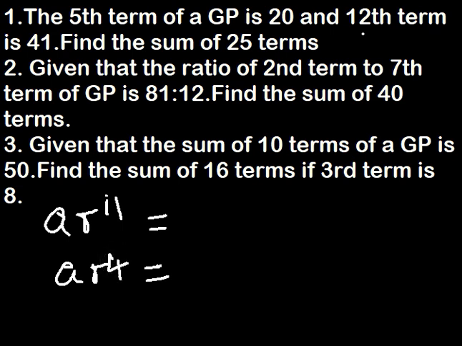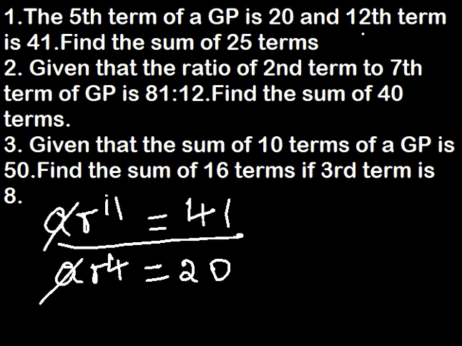So I'll have here 4, and I'll have 20 here, and this is the 4th one. Then we'll have the ratio of the two actual equations, of which this and this one will cancel. And also this and this one will be given as r to the power 7, which is equal to 41 divided by 20.